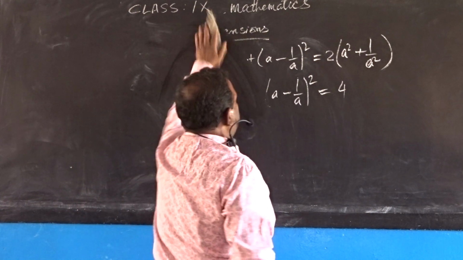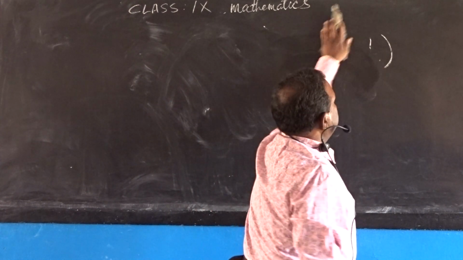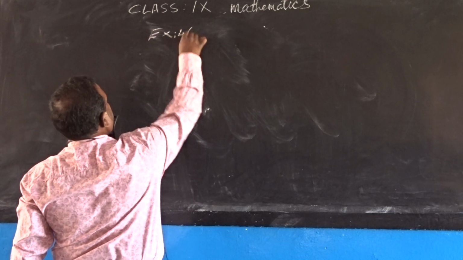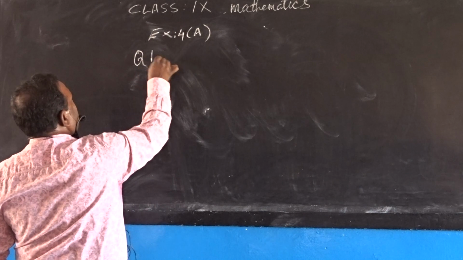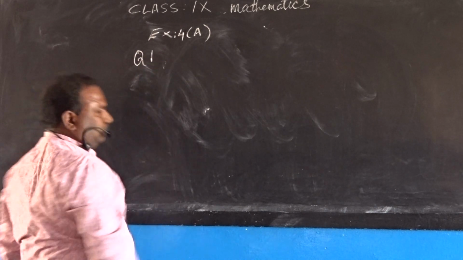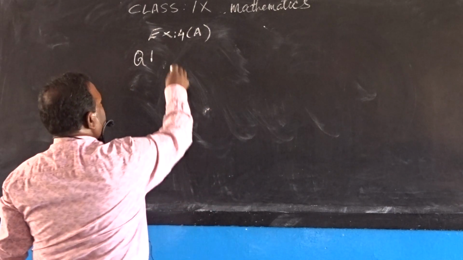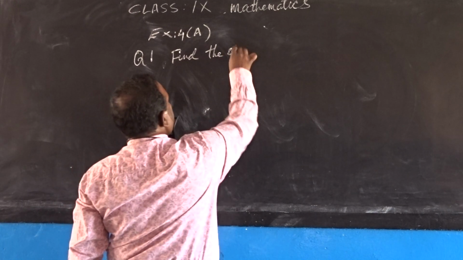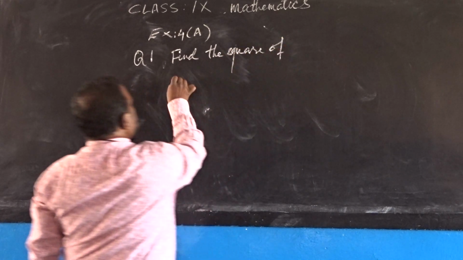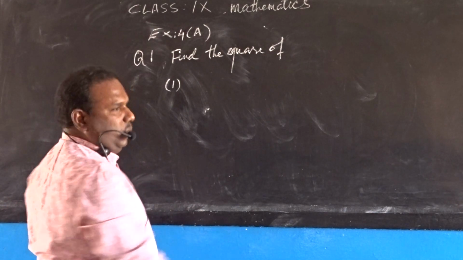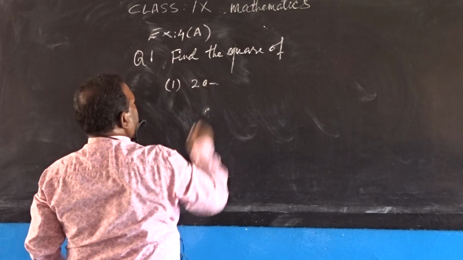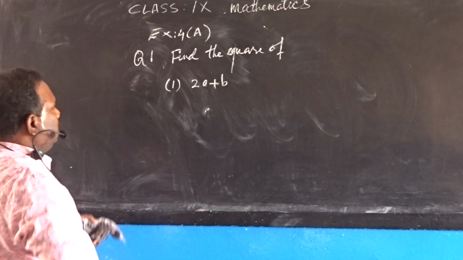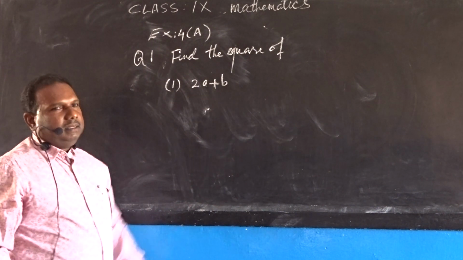Let us solve questions from Exercise 4a. Question 1. Find the square of first, 2a plus b. It is asked to find the square of 2a plus b.